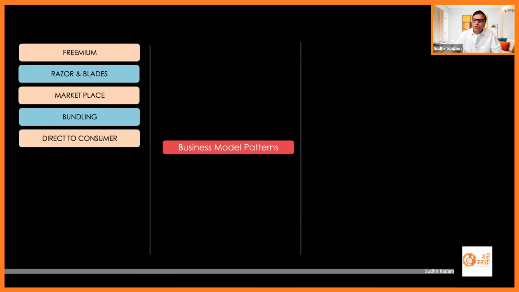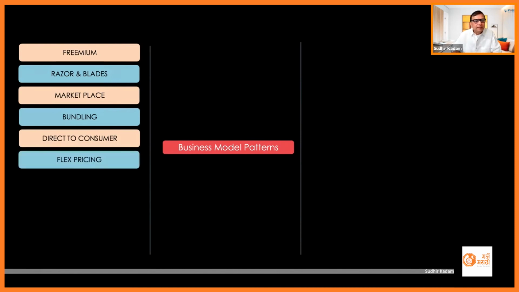Then you have the direct to consumer model. What you do is cut out all the middlemen, and you have seen a lot of software companies do that. They sell directly. Earlier, a lot of Microsoft sales used to be through dealers and distributors. Now you can go online and buy Microsoft. You don't need to go through dealers and distributors. So that is direct to consumer.